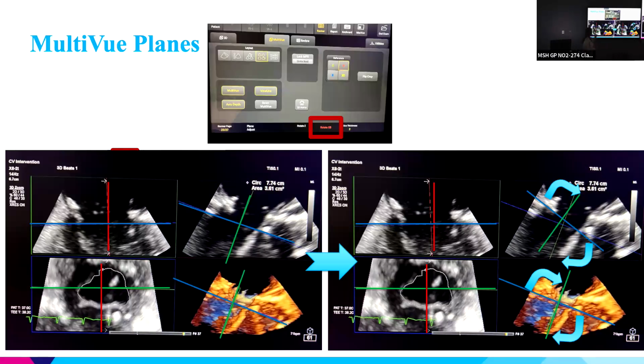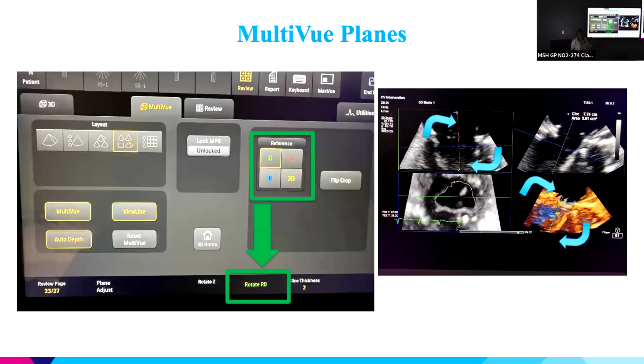If I want, we like to have the short axis of the mitral valve as the 3D, then you just have to touch blue because this is in the blue plane. If I touch green, then my 3D will match whatever's in green. So whatever is selected as your reference plane is what your 3D will match. And you can't lock it, like say you always want it to stay on one plane. You can't do that.